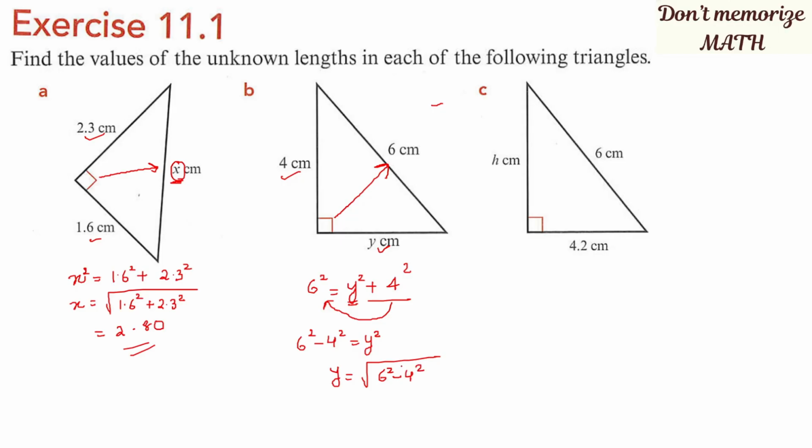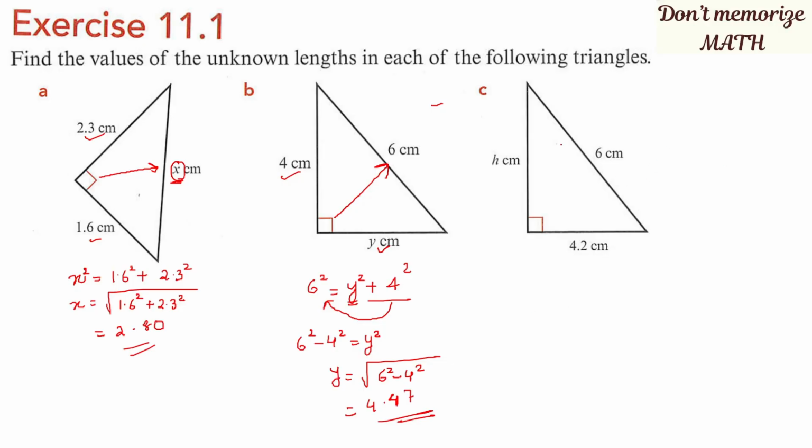Okay, so use the calculator. Square root of 6 square minus 4 square, you will get 2 root 5. Change to decimal by pressing SD. So you will get 4.47213595. So round and write it in 3 significant figures. So that is 4.47. Okay, then next one.